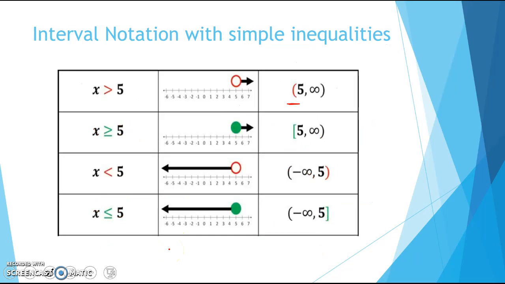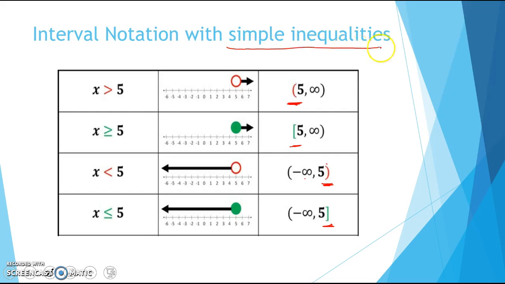Because it goes all the way up to infinity, I'll just close the brackets. If it does include 5, then this sign here, which is like an open parenthesis, would change to a bracket. The bracket means that it includes that number. So if I have something like x is less than 5, it's going to start at negative infinity and go up to 5, but it doesn't include 5, so it would be just a regular set of parentheses. But if it does include 5, that regular parenthesis would be a bracket because it's filled in and it does include that number.